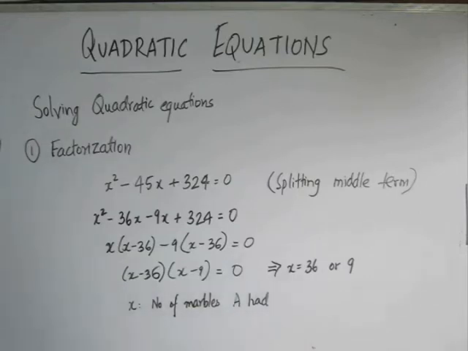So if A had 36 marbles, then in that particular solution B would have had 9 marbles, and in the second case if A had 9 marbles, then B would have had 36 marbles. So A could have had either of these two numbers of marbles, and B would have had a correspondingly equivalent number of marbles. If A had 36, B would have had 9, and vice versa. So basically there are two possible solutions for the number of marbles that A had in that particular problem.